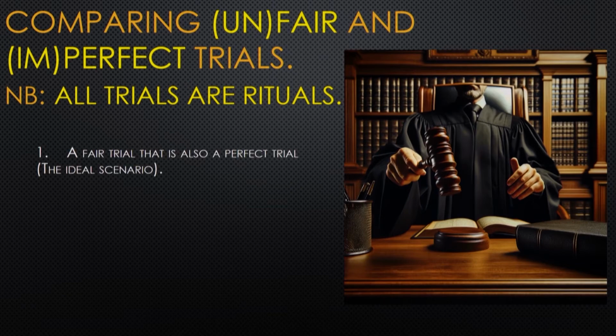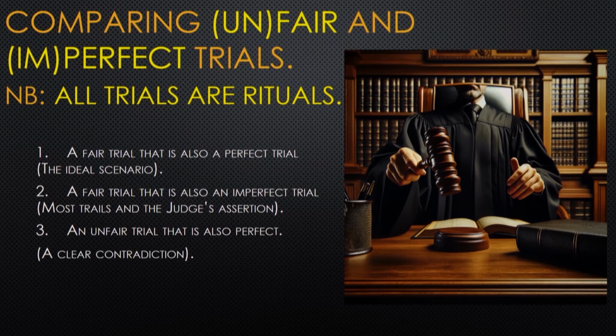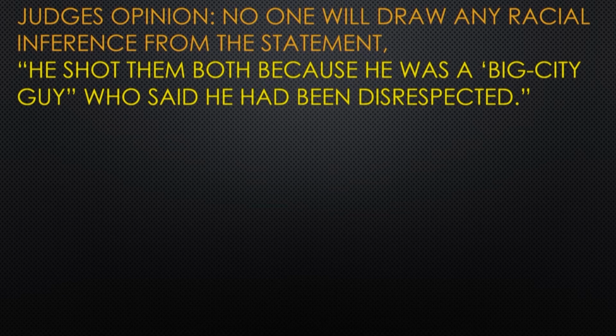So the ideal scenario is a fair trial that's a perfect trial. That almost never happens. The judge asserted that this was an imperfect trial, but it was fair. A trial that is perfect but unfair is a contradiction, and an unfair trial that's imperfect is a miscarriage of justice. And so when we're looking at those four possibilities, we want to ask another question that came up in this case, because the critical phrase that the prosecutor stated that the defendant reacted to was this one. He shot them both because he was a big city guy who said he had been disrespected. And what the judge concluded was no one would draw any racial inference from that statement.